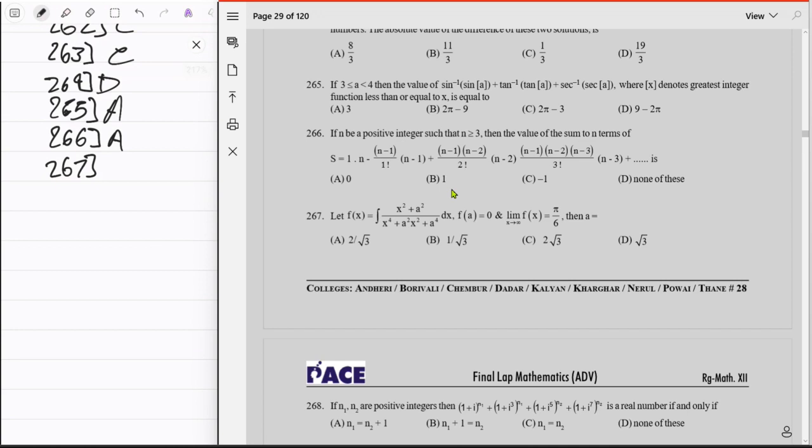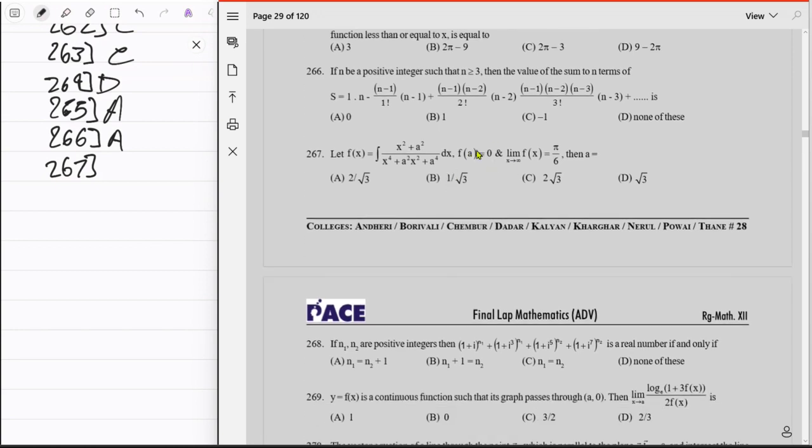Okay, let f be equal to this thing, f of a equal to 0, and limit x tends to infinity of f of x is equal to pi upon 6, then a equals to what? Of a equal to 0. Huh, x tends to infinity. Are you, wait, what? Okay, this is weird.